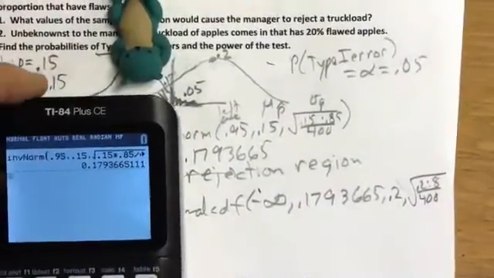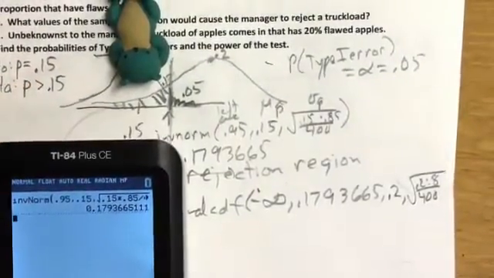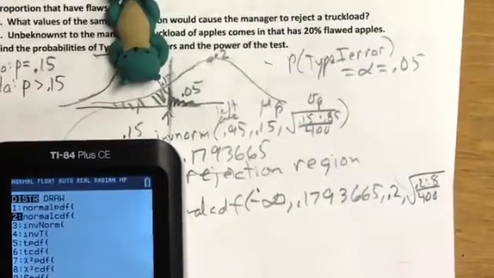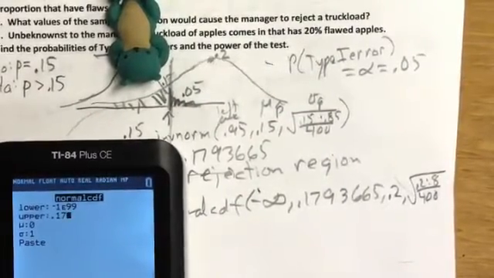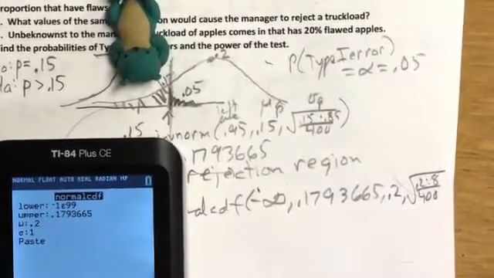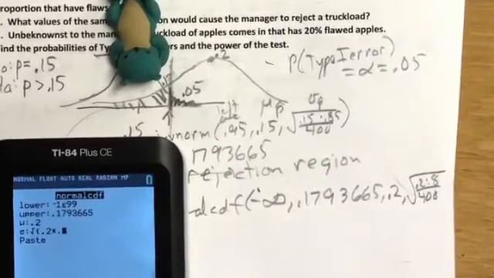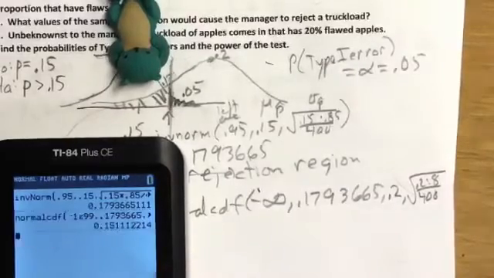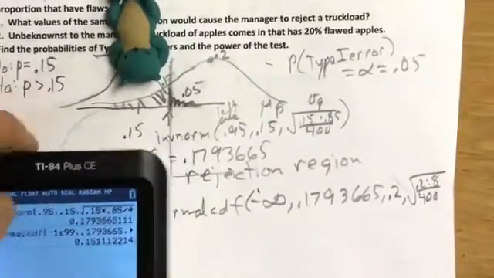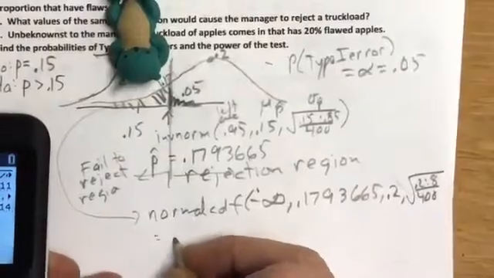And so we shall say second distribution, normal CDF, negative infinity to 0.1793665. That's plenty of sig figs, I think. The mean is 0.2. The standard deviation would be the square root of 0.2 times 0.8 divided by 400, right, like that. Here we go, hit paste. And then that is that area.